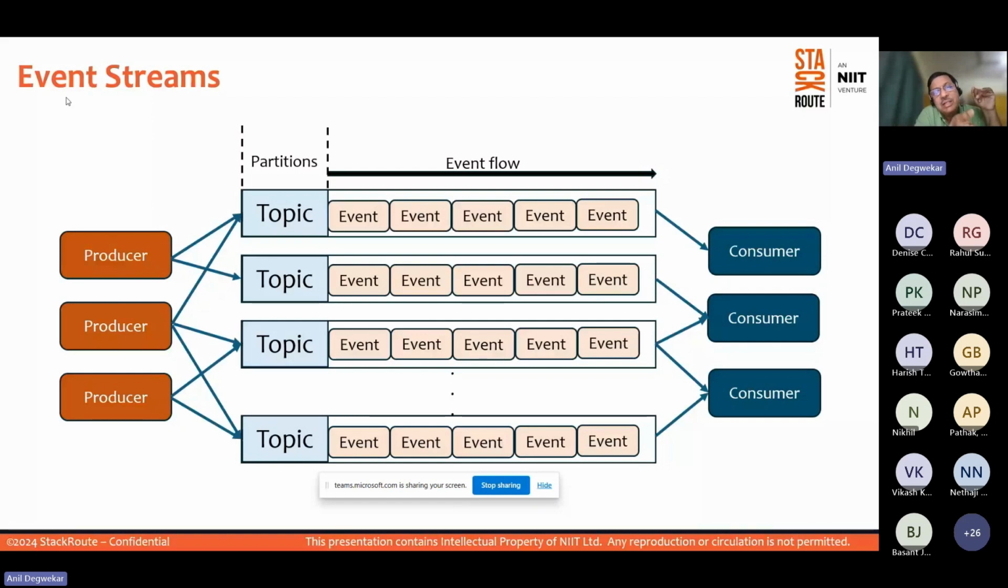Producers, as they get events, feed them into different topics, and each topic is a stream of related events. So events flow from left to right like a river stream, and producers keep feeding these events from the left. It is a kind of FIFO model, first in, first out. So events go from left to right. Producers feed events from the left. Consumers pick them from the right.